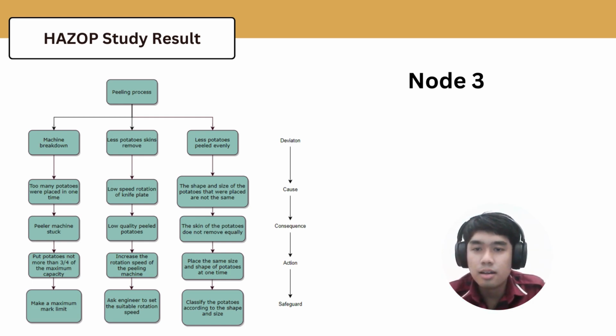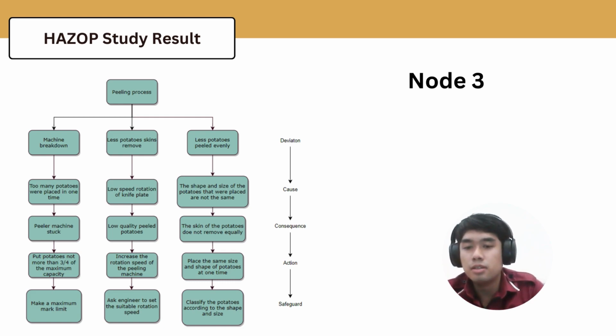And then less potato skin removed. It is caused by low speed rotation of the knife blade, and the consequence is that low quality peeled potatoes will be obtained. So the action that needs to be taken is to increase the rotation speed of the peeling machine. For the safeguard, ask the professional, which is the engineer, to set the suitable rotation speed.